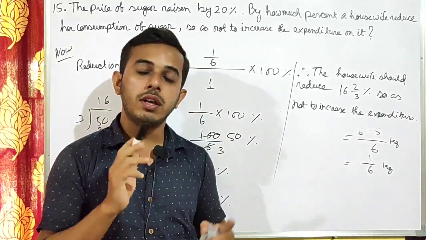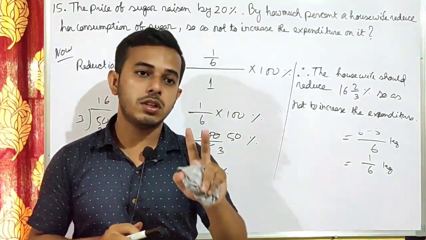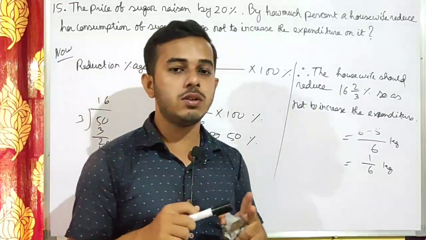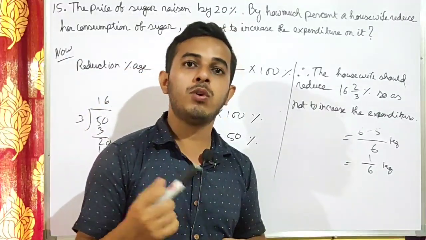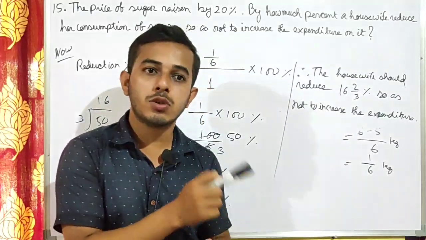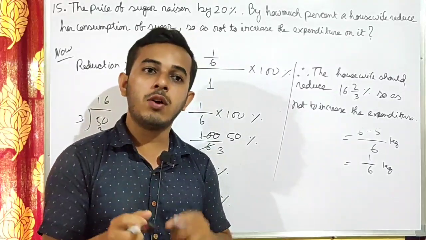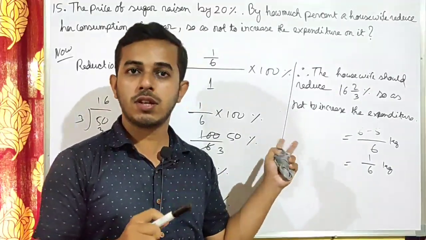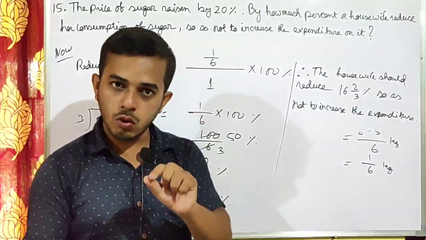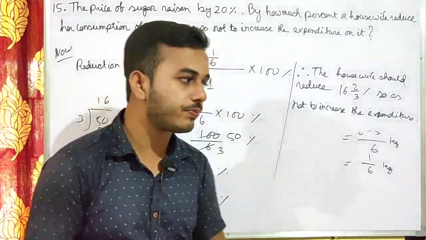Okay, now in the question it is said that the housewife doesn't want to spend more on sugar, she will spend the same amount, so rupees 100. Earlier 100 rupees gave 1 kg, now 120 rupees gives 1 kg. So after the price rise, 100 rupees will not get 1 kg, she will get a little less. We have to find the percentage of that, understood?